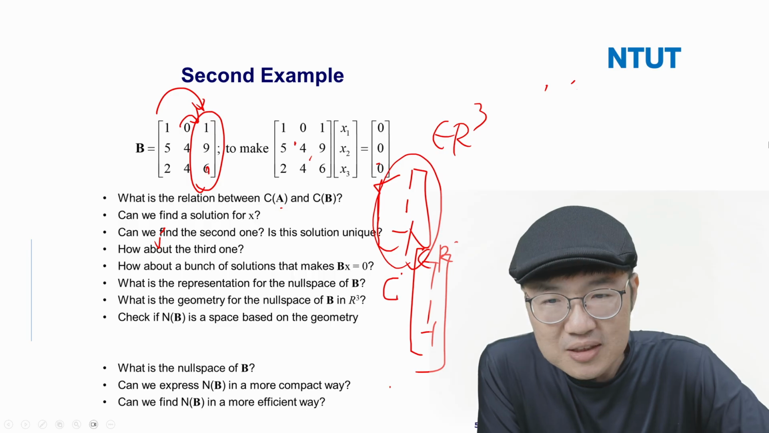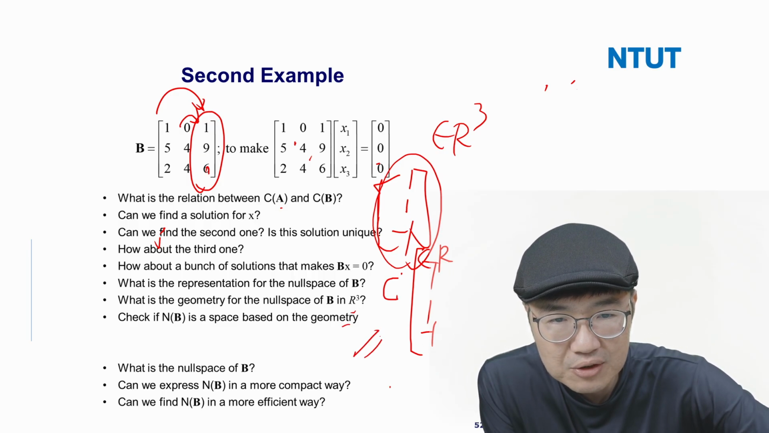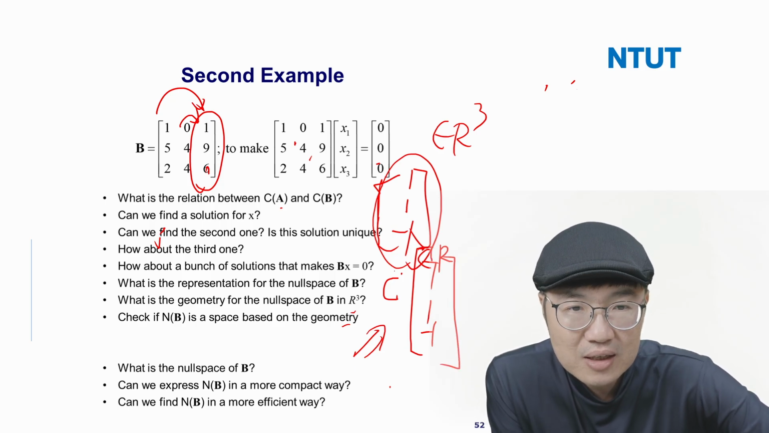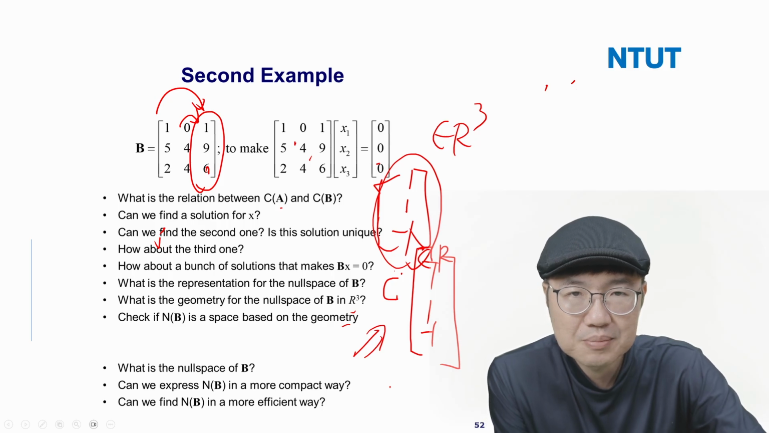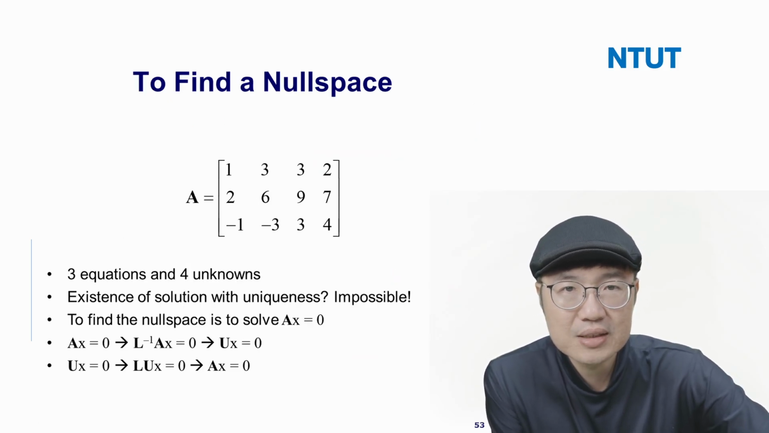So at least now we can express the null space in a compact way. The null space can be expressed as a scalar times 1, 1, minus 1. So let's check how to find this null space.